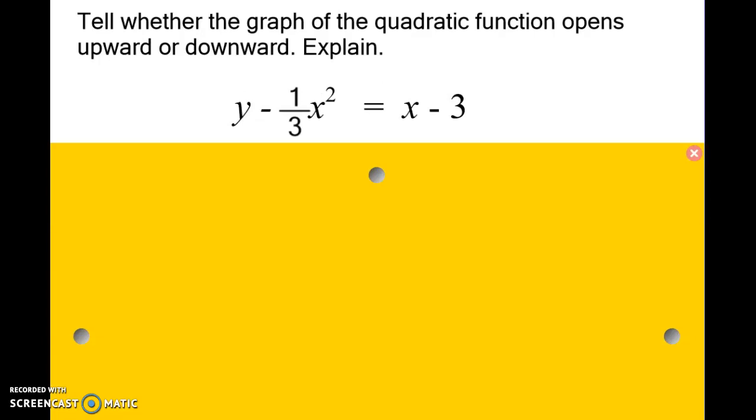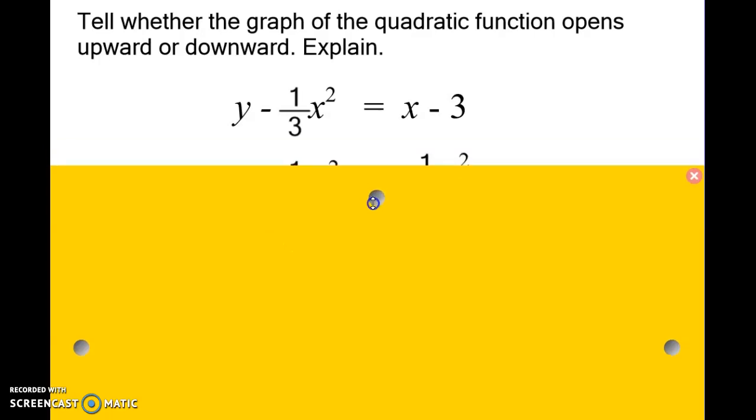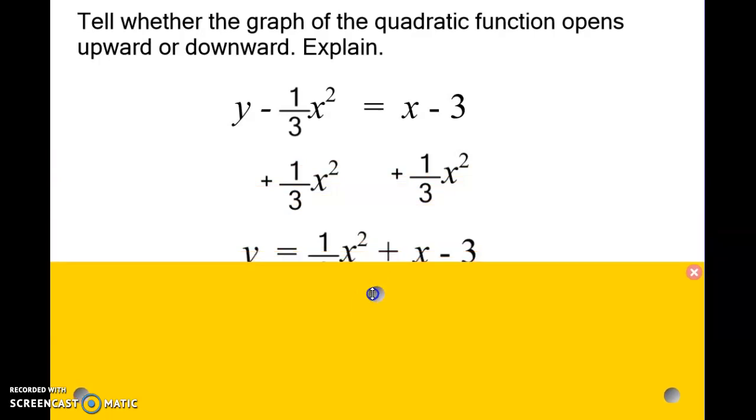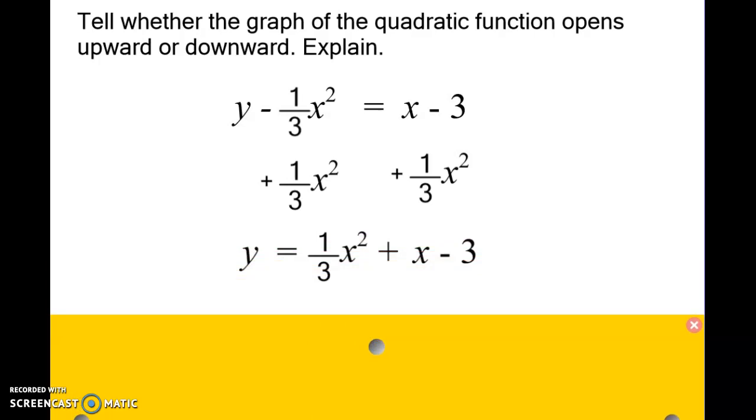This problem's a little bit different because the variables are on both sides. You have x's on both sides of the equal sign. So the first thing that we need to do is put it into standard form. So we're going to add 1/3 x squared to both sides. And now we have y is equal to 1/3 x squared plus x minus 3.